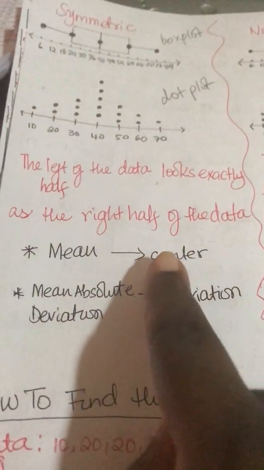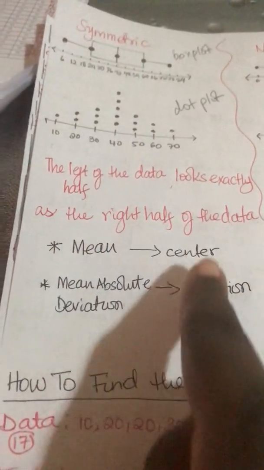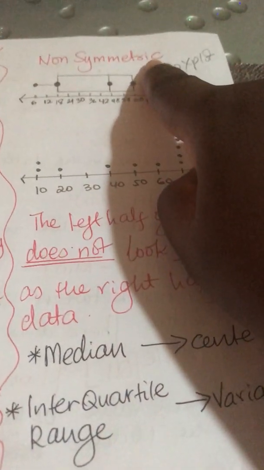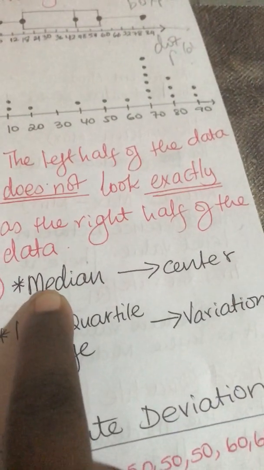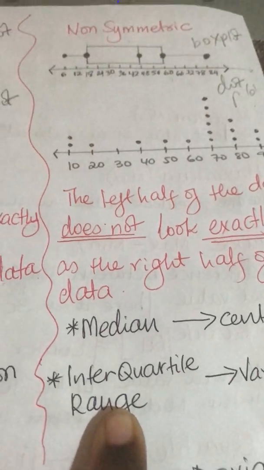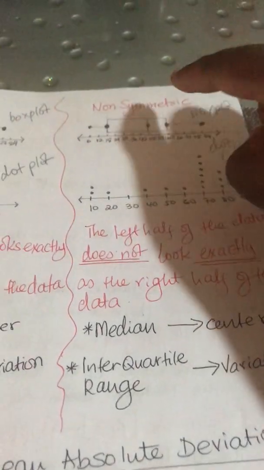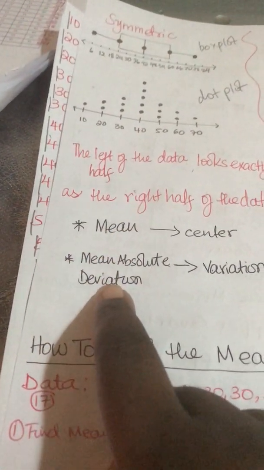When you're describing data that is symmetric, you must use the center mean and you must use the variation mean absolute deviation. When your data is non-symmetric, the center that you will use is the median and the variation is the interquartile range. Okay? Do not confuse that. This is very important. Non-symmetric, you use median and interquartile range. Symmetric, you use mean and mean absolute deviation.